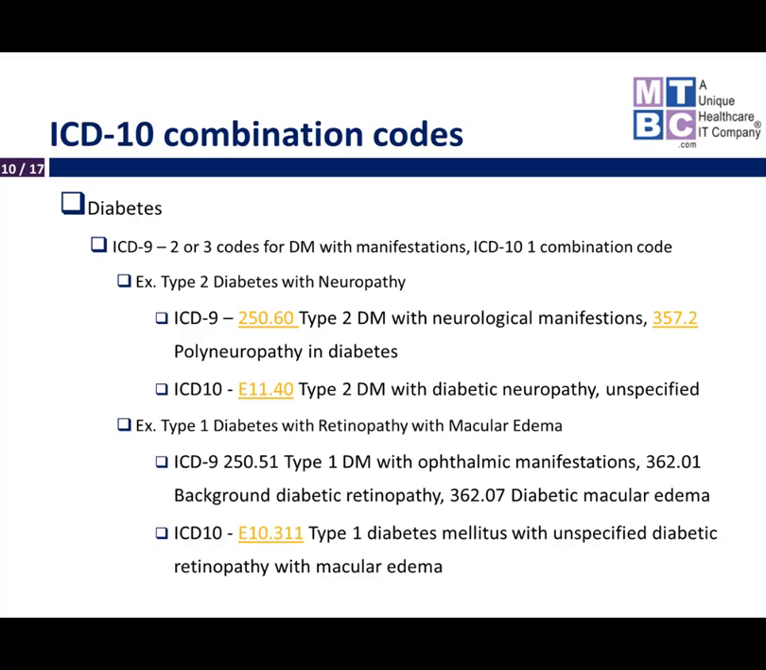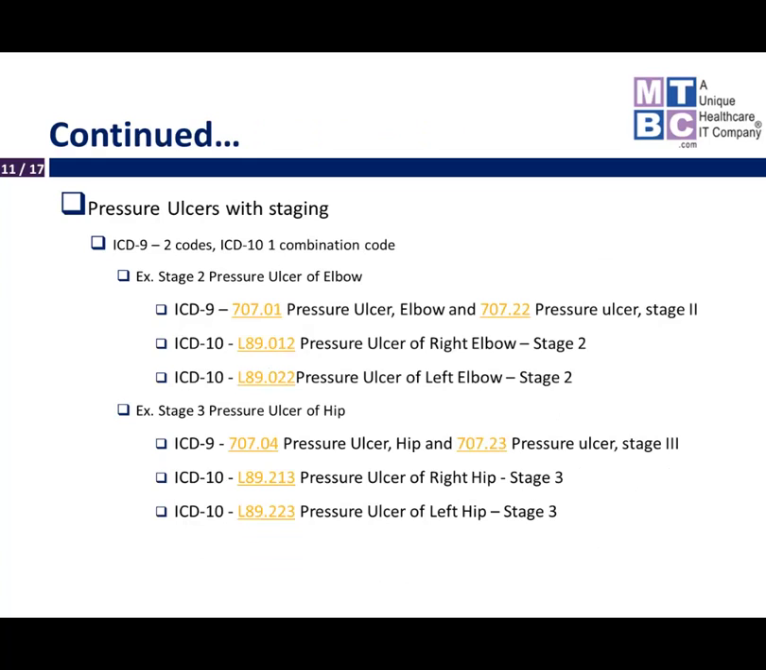Now, also, pressure ulcers, which is, of course, very common in the hospital and nursing home setting. So I'm sure many of the practices on the call use these codes. We'd have to code 2 codes now, one for the location and one for the stage. And ICD-10 is one combination code. So an example would be stage 2 pressure ulcer of the elbow, where in 9 it's 707.01 for the elbow and 707.22 for stage 2.